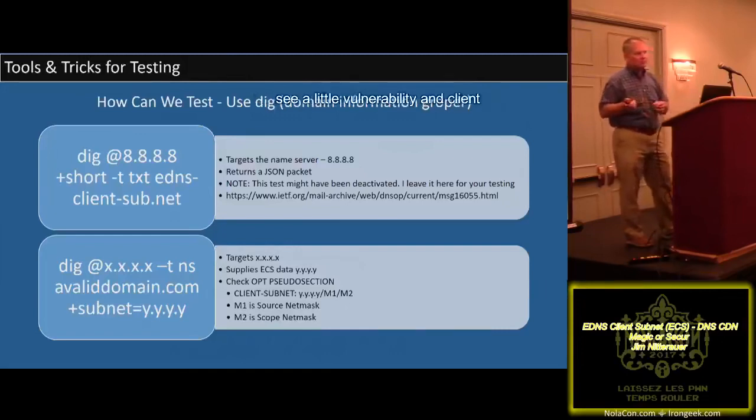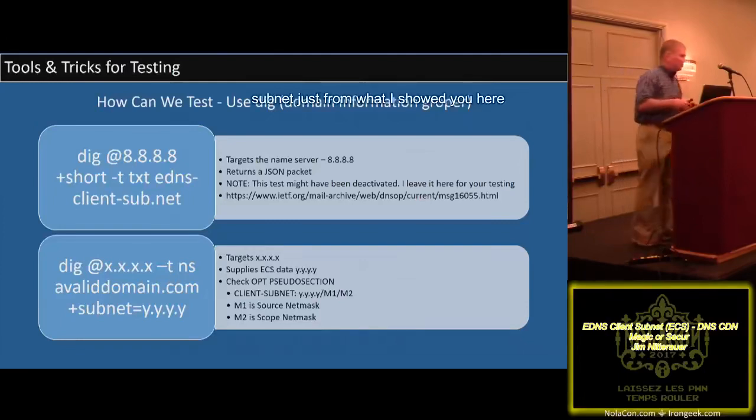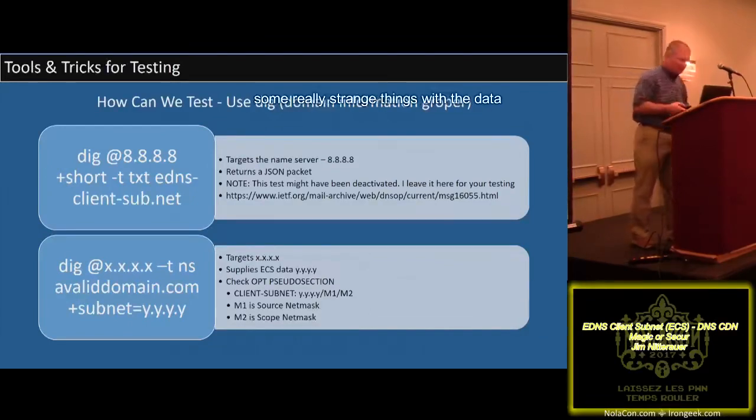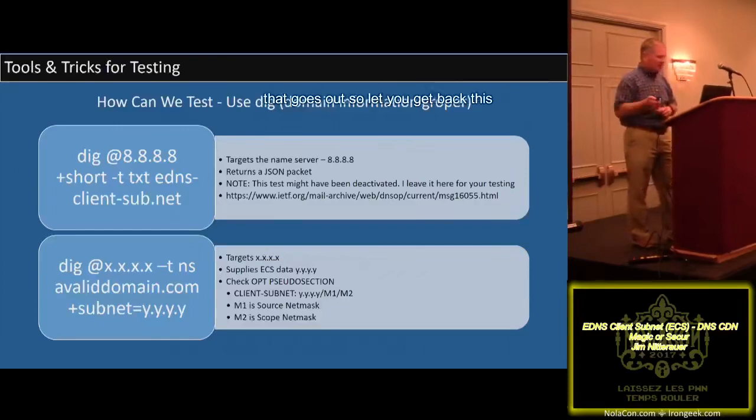Does anybody see a little vulnerability in client subnet, just from what I showed you here with dig? You can use dig to tell an upstream provider that you're somebody different than who you really are. There's no security in the subnet option that's sent to the upstream servers. So if you wanted to, for example, make it look like your neighbor's browsing porn, use their subnet and start sending a ton of data to upstream providers. Somebody might take note of that information being gathered by the upstream servers, and you could do some really strange things with the data that goes out.